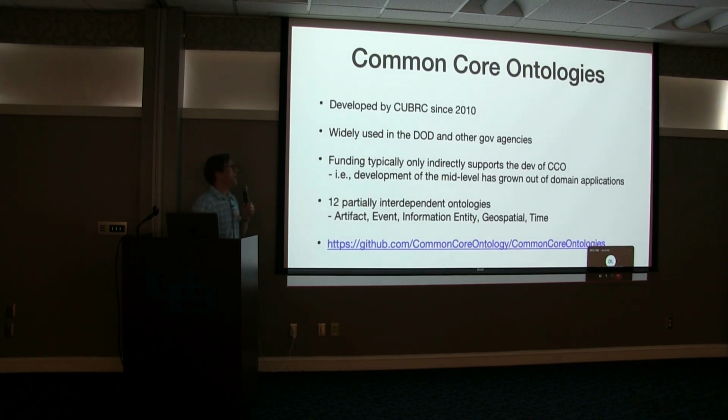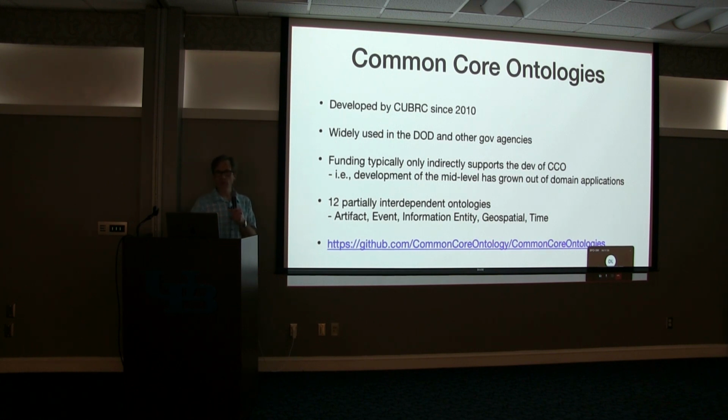So just briefly, the Common Core ontologies have been under development primarily by Kubrick since 2010. They're fairly widely used across the DoD and a bunch of other government agencies, as well as some private companies. The Common Core itself is typically not directly supported. The development of it isn't typically directly supported. Mostly we develop domain extensions and application ontologies. And as a result of that, the mid-level of the Common Core has kind of percolated up to the top. In many ways, it's a labor of love by the people who are involved in developing it.